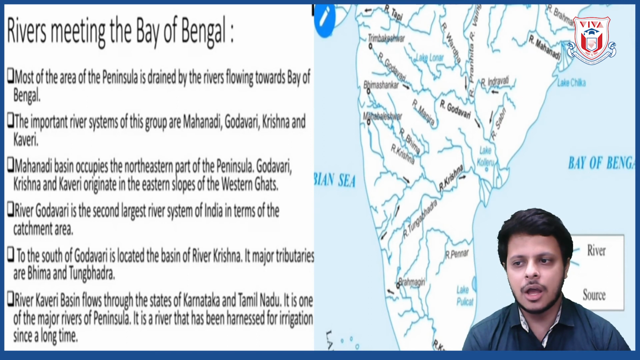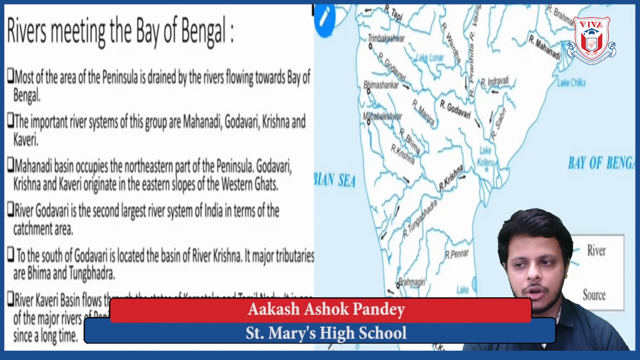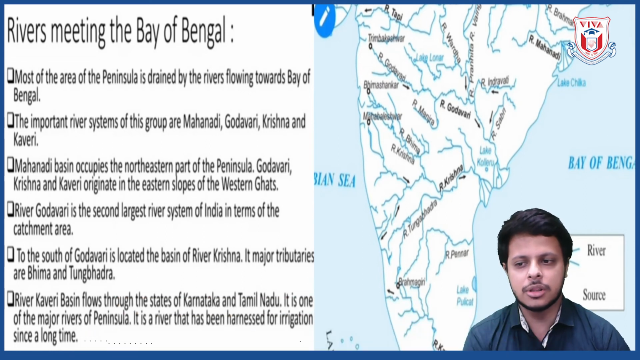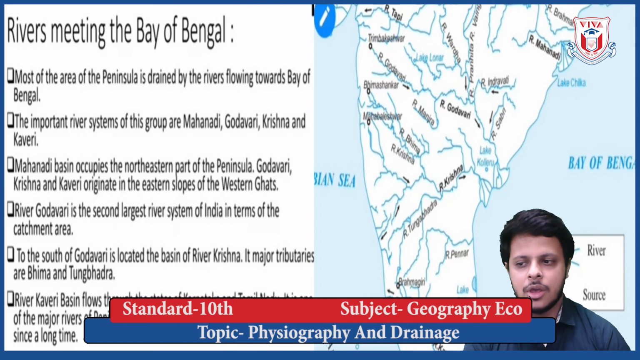Rivers meeting the Bay of Bengal. Most of the area of the peninsula is drained by the rivers flowing towards Bay of Bengal. The important river system of this group are Mahanadi, Godavari, Krishna and Kaveri. Mahanadi basin occupies the northeastern part of the peninsula. Godavari, Krishna and Kaveri originate in the eastern slopes of the western Ghat.